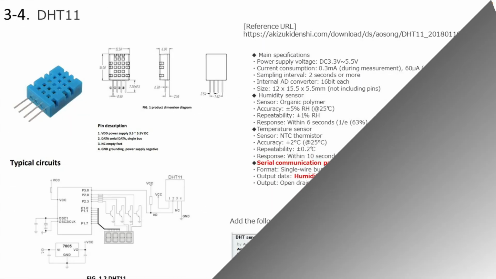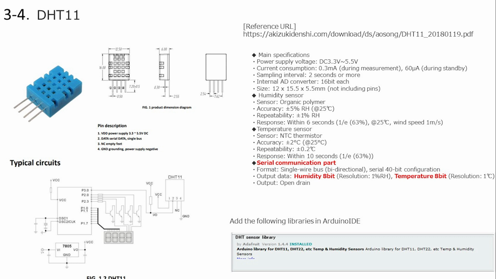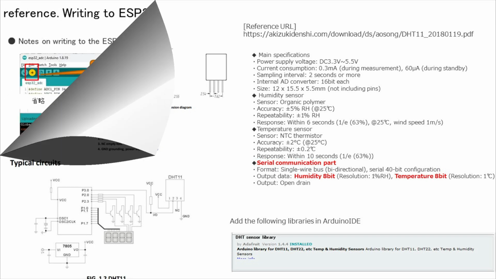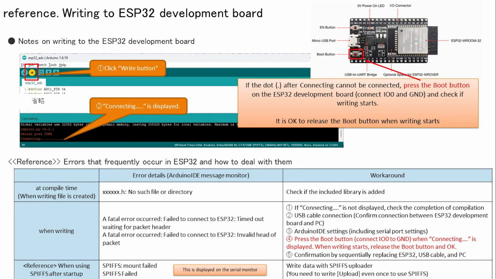Move on. DHT11 is a sensor that acquires data by serial communication. Serial communication can be easily used with the provided library. I installed and programmed the library at the bottom. Move on. Failures often occur when writing to an ESP32 development board, so let's review the most likely problems.